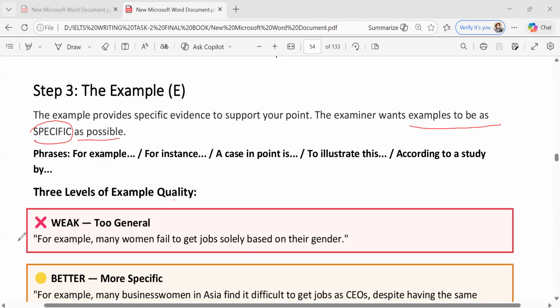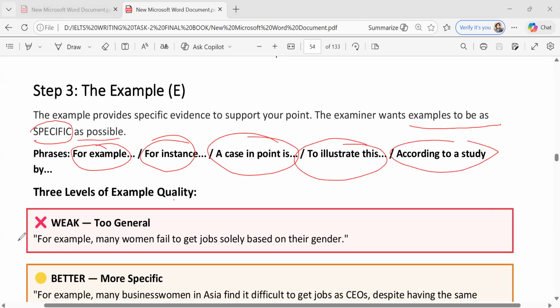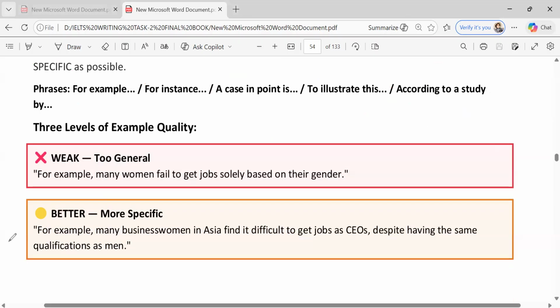So these are phrases you can start your example with: for example, for instance, a case in point is, to illustrate this, according to a study. You can use them. Let's take three examples, at three levels of example quality. The first one is: for example, many women fail to get jobs solely based on their gender. Now, if you take this example, it's quite a weak example.